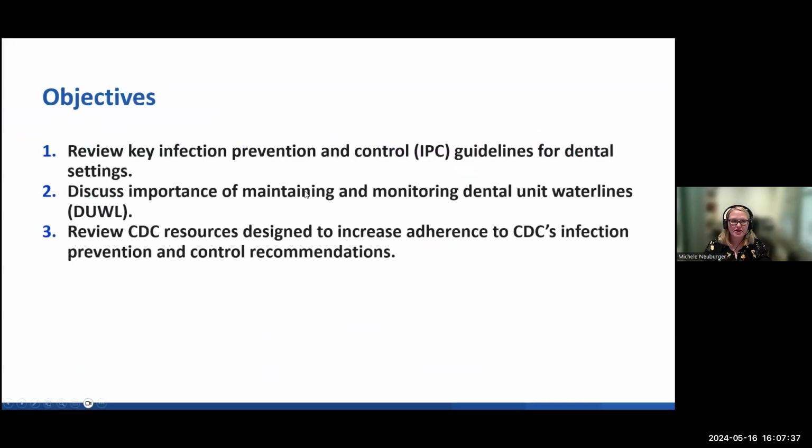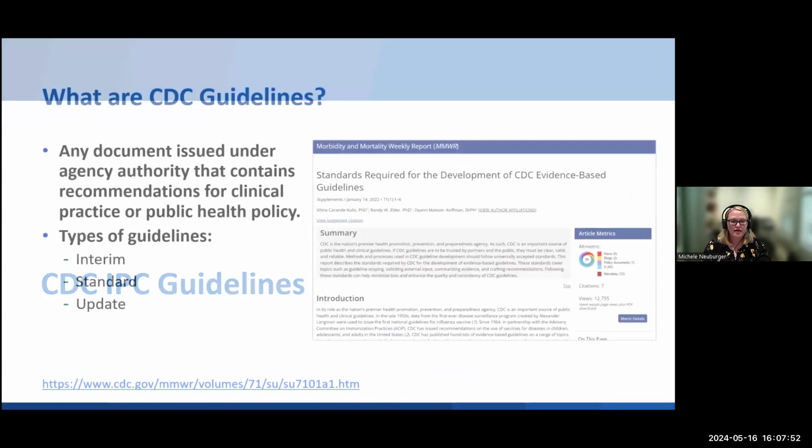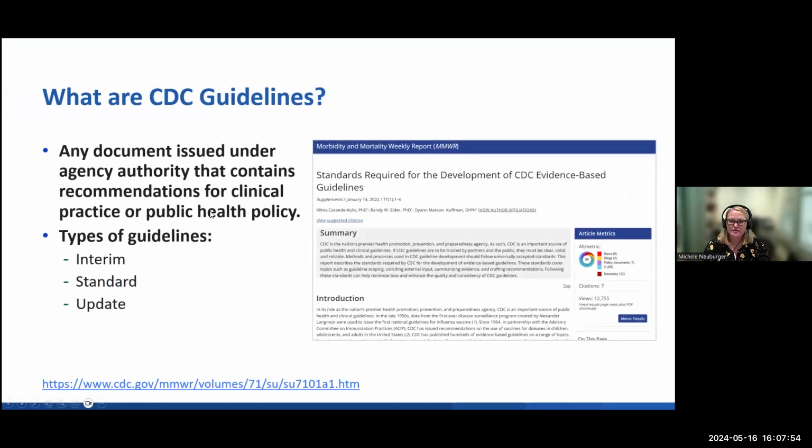Okay, let's get started. These were our objectives. We're going to talk about IPC, infection prevention and control, talk about some dental unit water lines, and review the resources that we have available. So let's talk about some of the CDC guidelines. We get this question asked a lot. What exactly is a CDC guideline?